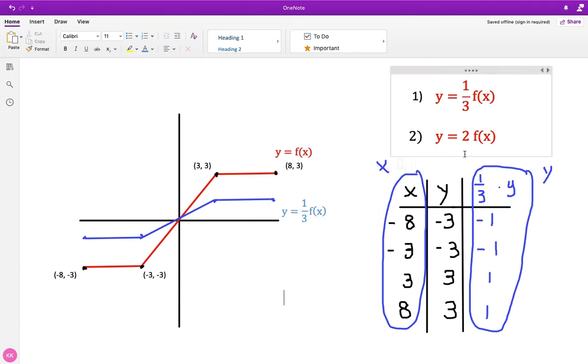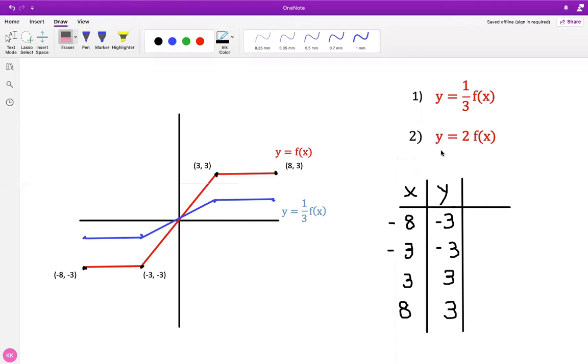Next I want you to try question number 2, y equals 2 f of x. Please make sure you try this out before you proceed. Please pause the video now and try this out. I hope you all had a chance to do these questions. Let's go over this.